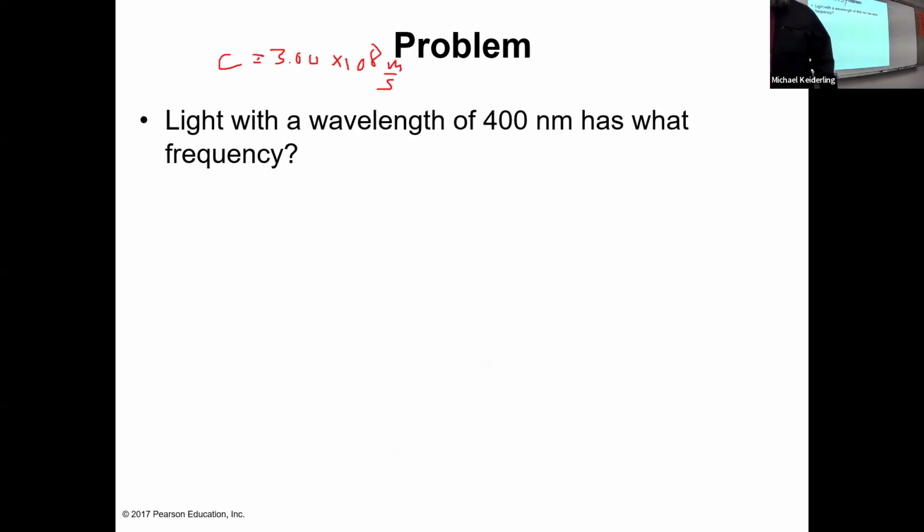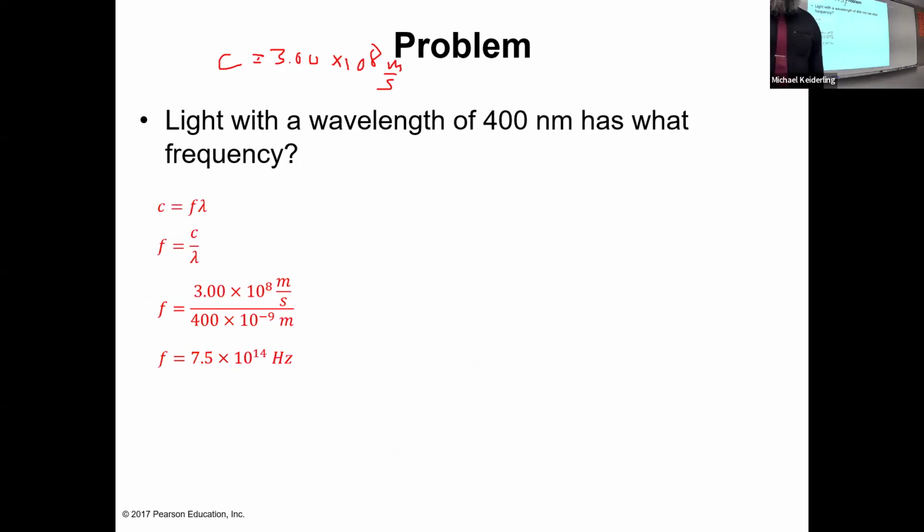Light with a wavelength of 400 nanometers has what frequency? So here, the speed of light is frequency times wavelength. Frequency is going to be the speed of light divided by wavelength. The frequency is 3 times 10 to the 8th meters per second over 400 times 10 to the minus 9 meters, 400 nanometers, which is 7.5 times 10 to the 14 hertz.